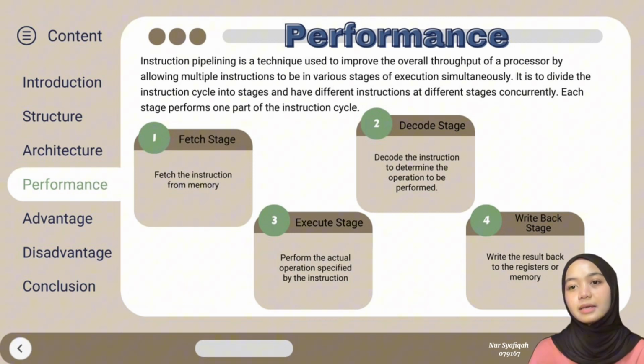In a pipeline architecture, multiple instructions can be in different stages of the pipeline at the same time, and each stage works on a different instruction. This parallelism improves the throughput and efficiency of the processor.